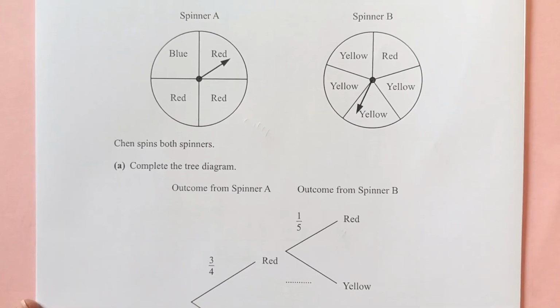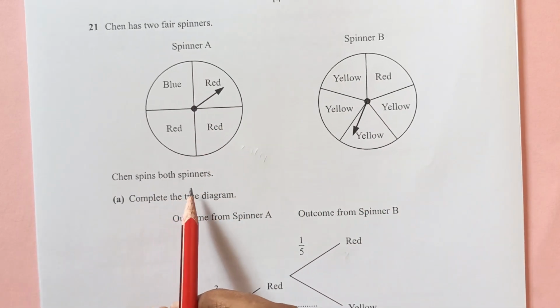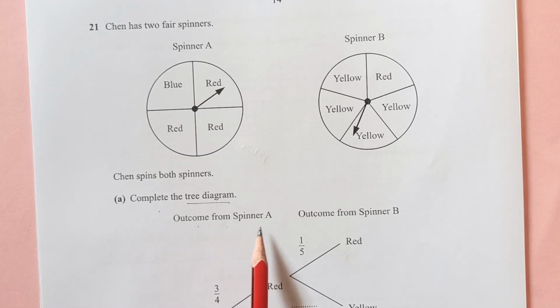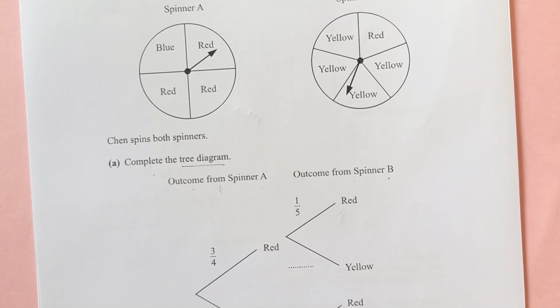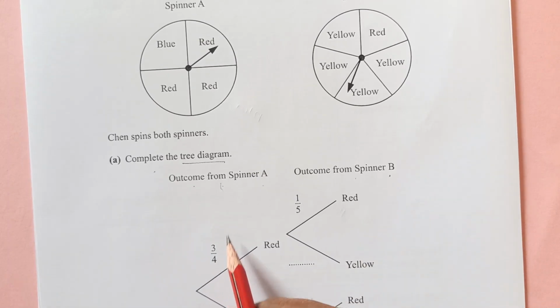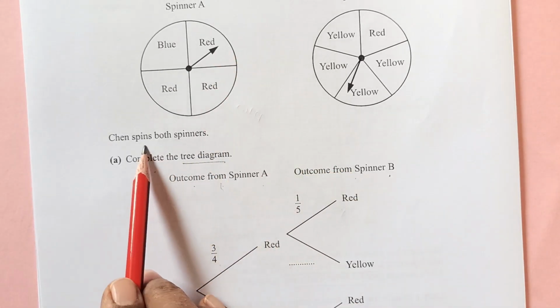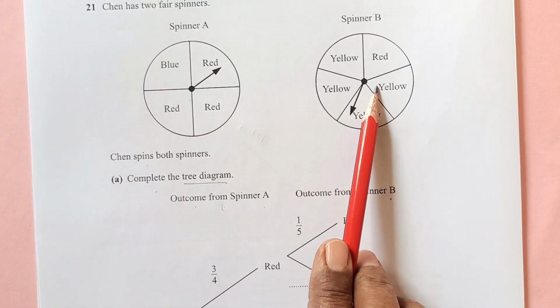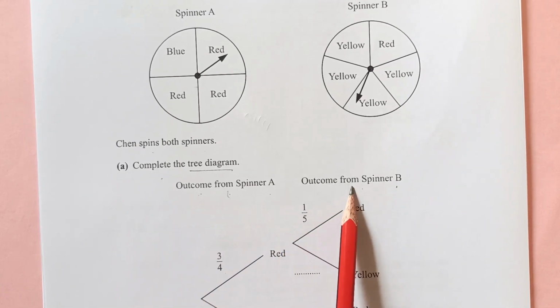Number 21. Chen has 2 fair spinners, spinner A and spinner B. Chen spins both spinners. Complete the tree diagram. Outcome from spinner A and spinner B. So this is the outcome of spinner A, this is spinner B. So this one is for spinner A, this is 3/4. Chen has 2 spinners. This is spinner A, spinner B. Complete the tree diagram. Outcome from spinner A, outcome from spinner B.